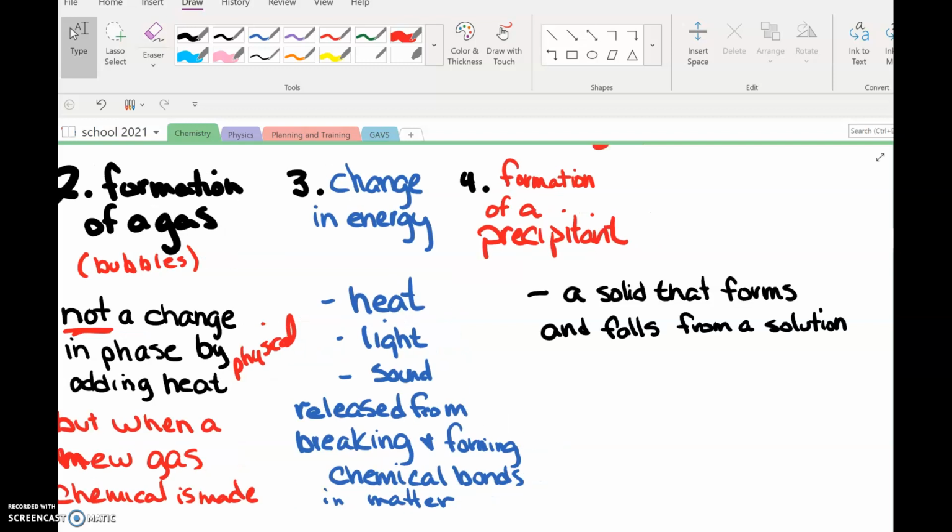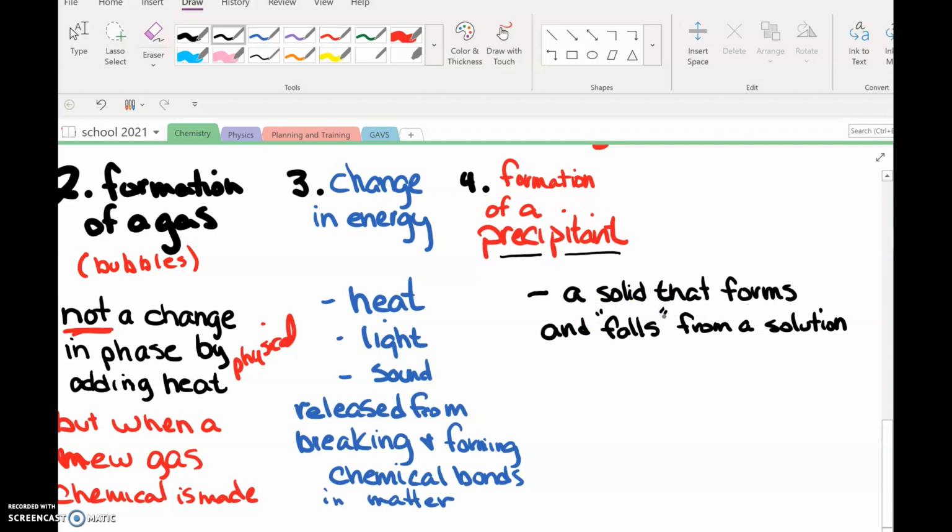The formation of a precipitant is a new word. Well, maybe not a completely new word. This is a solid that forms and falls, thanks to gravity, from a solution. You're familiar with the precipitation being rain. That's a liquid that falls from a gas state. And why does rain fall? Same reason, gravity. And as gravity acts on an enlarging particle, it falls. And so we say that it falls from the solution.